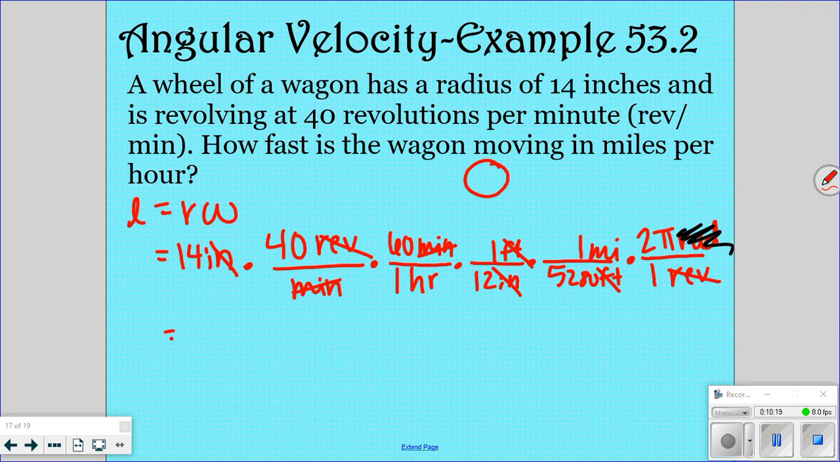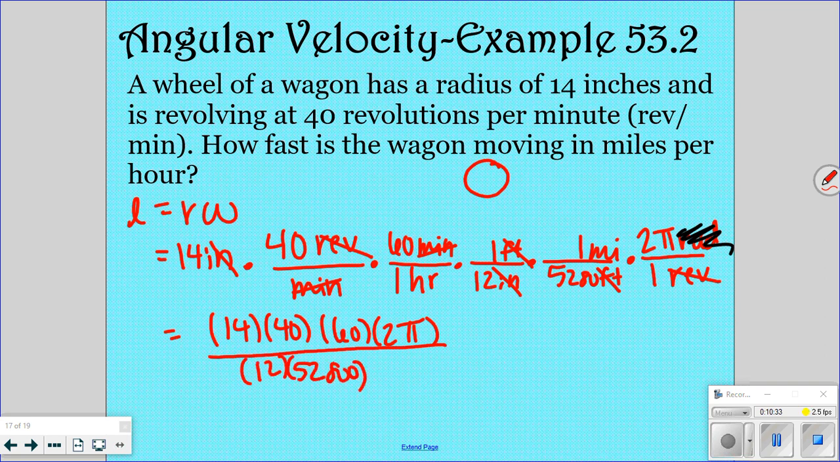Okay, so now we're going to write our answer. 14 times 40 times 60 times 2 pi all over 12 times 5,280. Whoops, I put an extra 0. And then miles per hour. So radians is the only one that you can cancel out. If you try and cancel revolutions, you're not going to get the right answer.